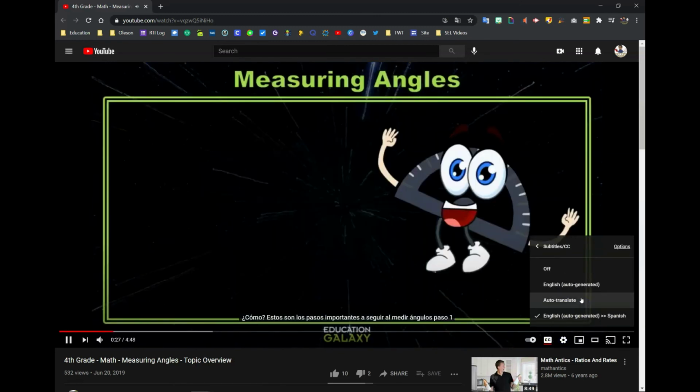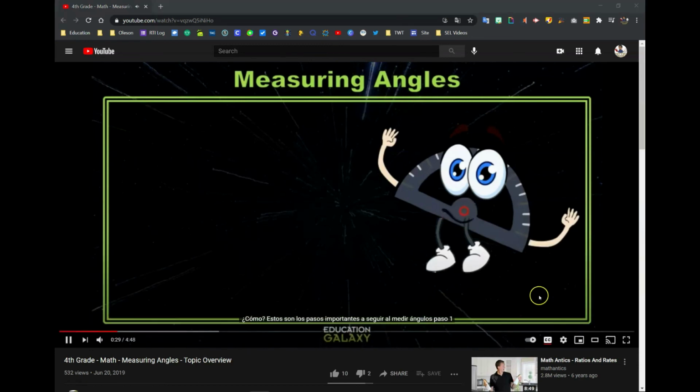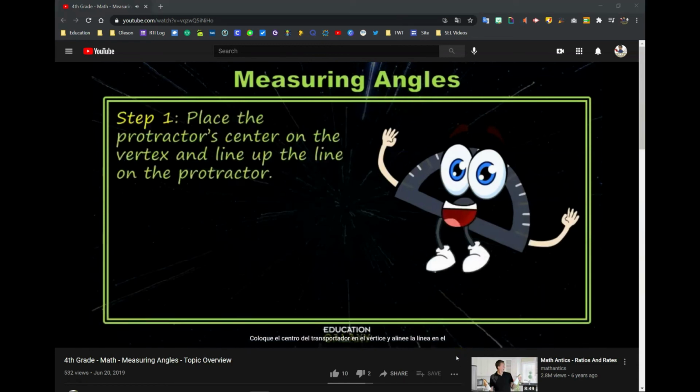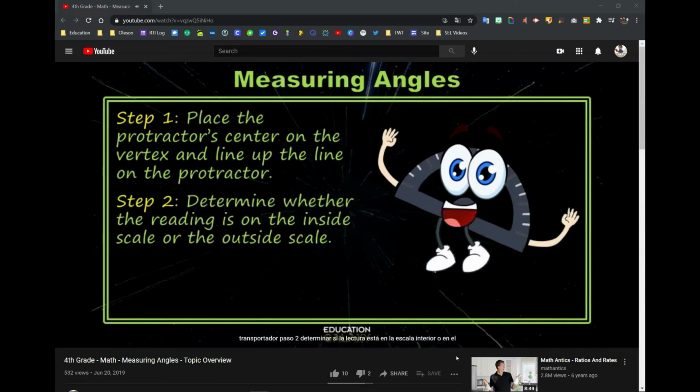Here are the important steps to follow when measuring angles. Step 1. Place the protractor's center on the vertex and line up the line on the protractor. Step 2. Determine whether the reading is on the inside scale or the outside scale. And step 3. Read the measurement. Let's try some practice problems now.